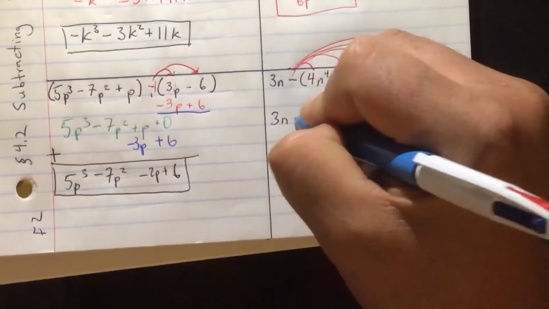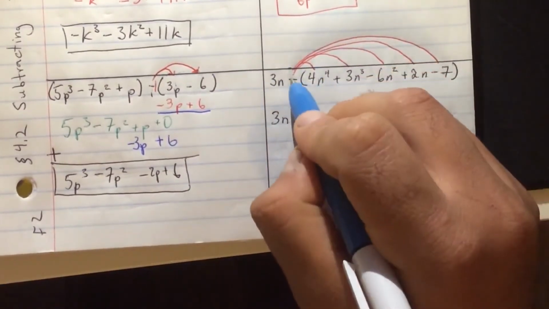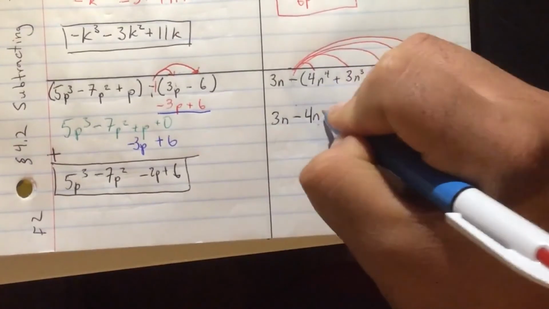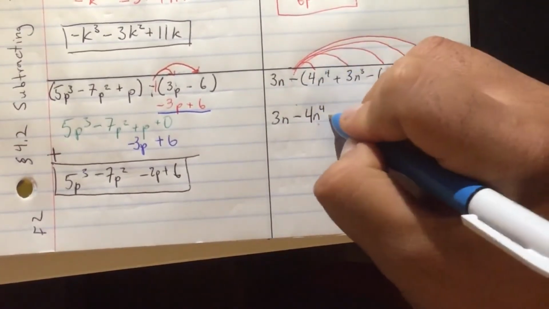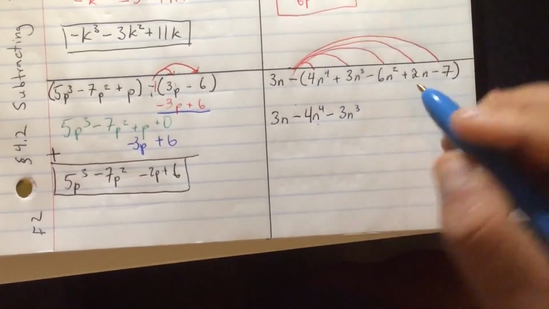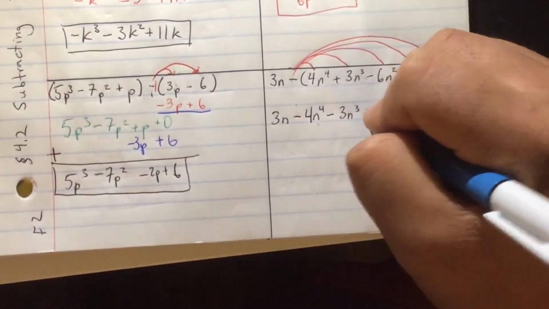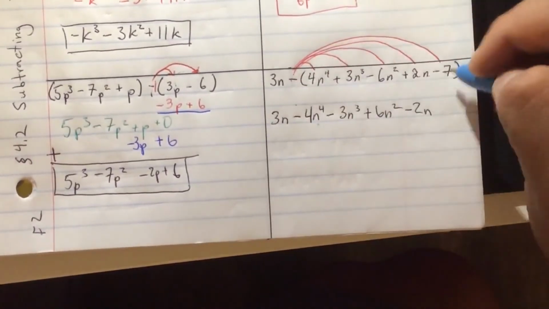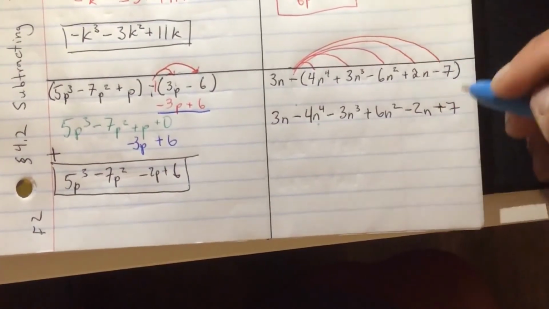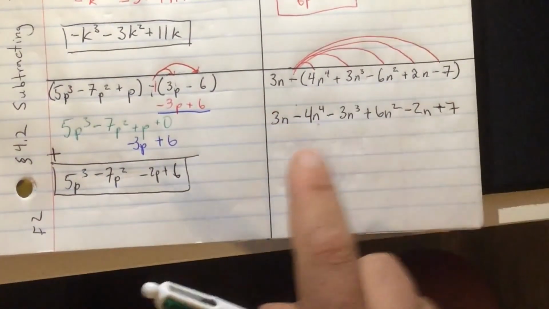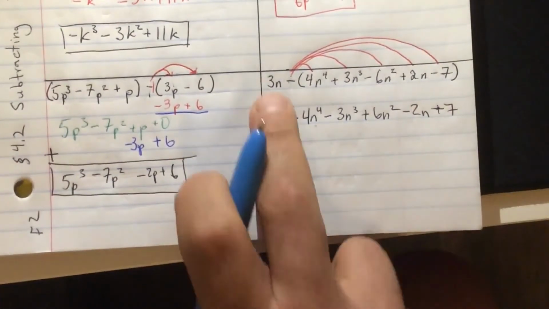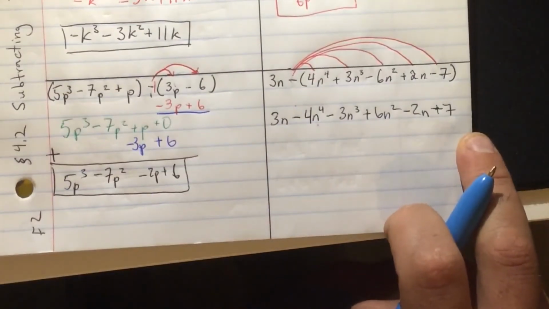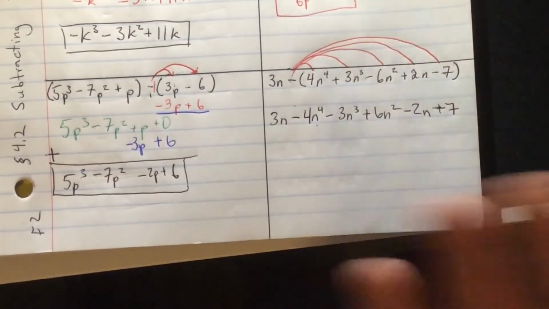So our new one would be 3n, and negative times that would be minus 4n to the 4th, minus 3n cubed, plus 6n squared, minus 2n and plus 7. If you notice here, I got rid of the parentheses on this one because this one does not have parentheses here, and it doesn't make sense for me to write all these down here and then add everything else, right? To put it all underneath.